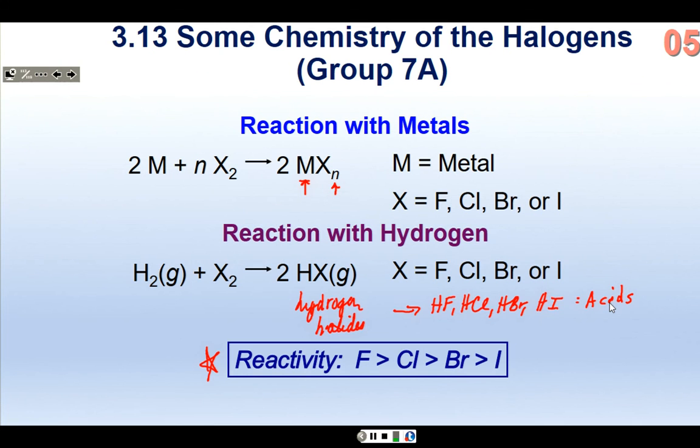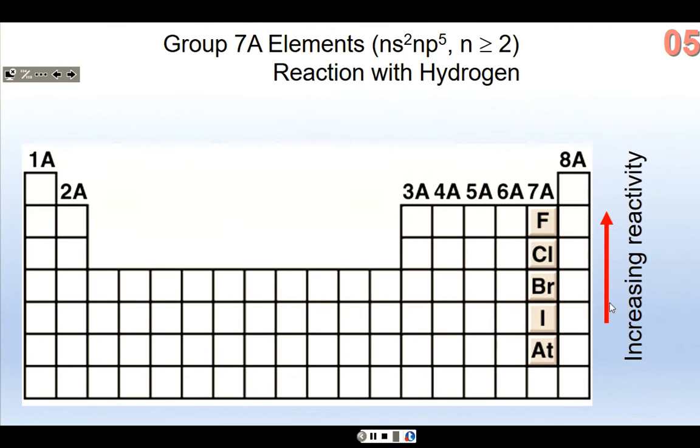So the top of the column is the most reactive for the halogens. And so the increasing reactivity is the opposite direction on this end of the periodic table as it is for the metals.